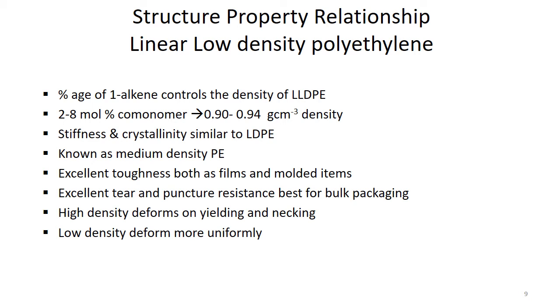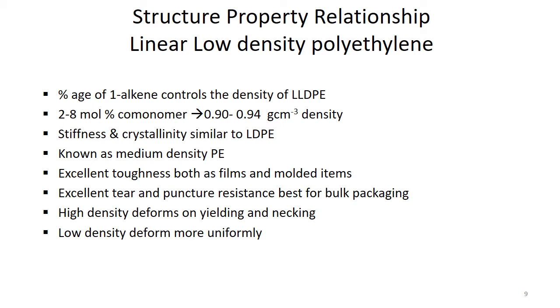Basically, we can control the density of linear low density polyethylene by adjusting the percentage of 1-alkene. We studied in the previous lecture how we can make linear low density polyethylene by adding a particular amount of 1-alkene. We already discussed that the percentage of comonomer is around 2 to 8 mole%. That could be 1-alkene, and by varying its percentage, the density also varies, from 0.90 to 0.94 grams per cubic centimeter.